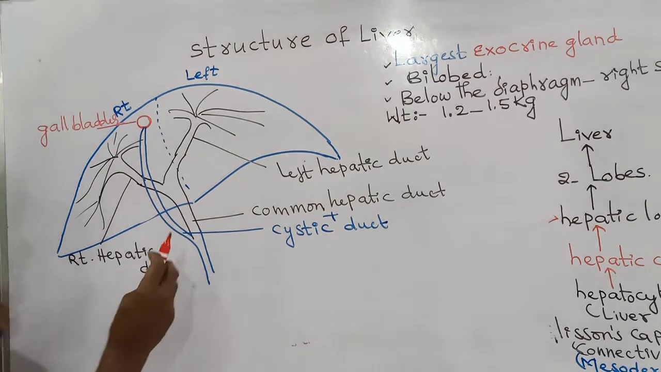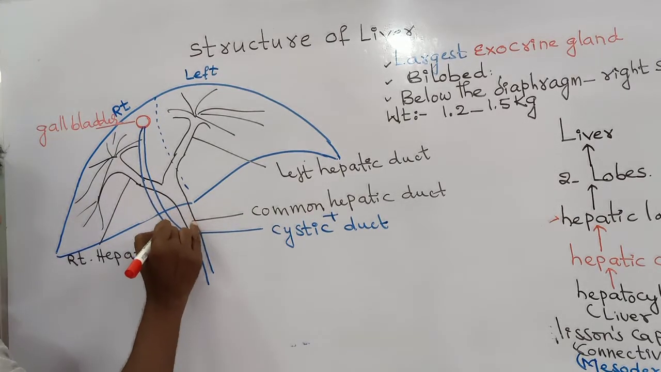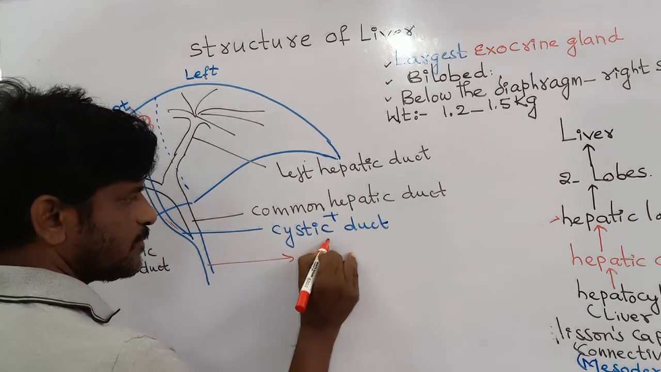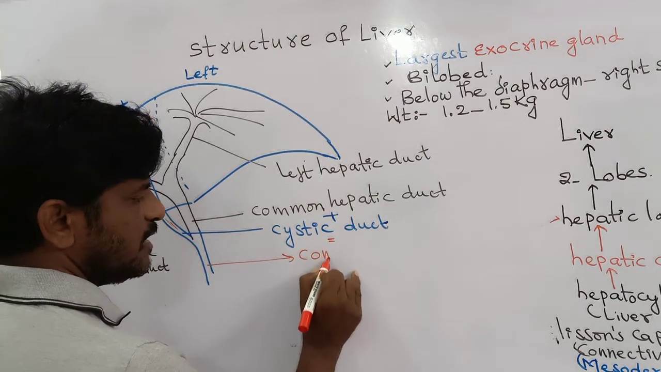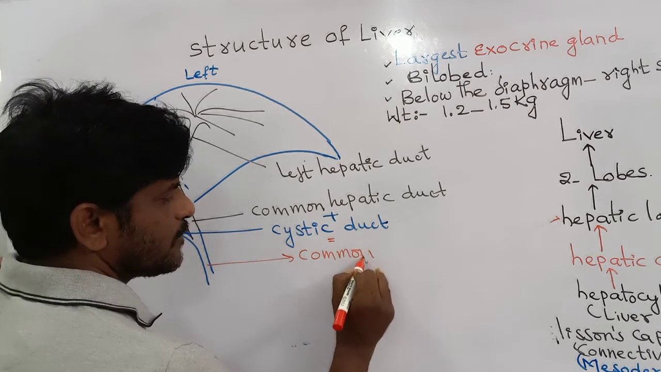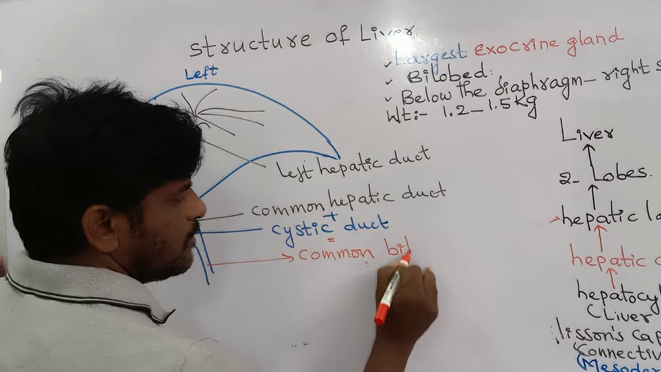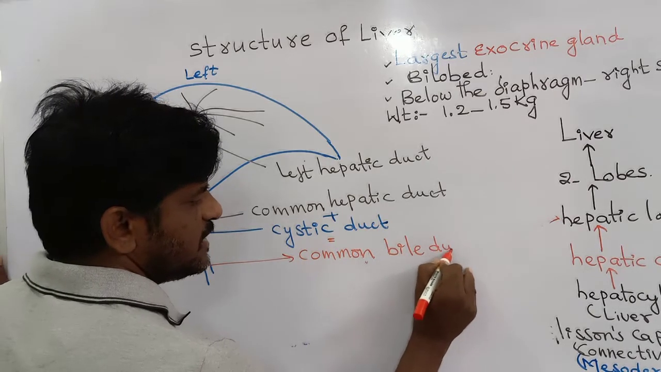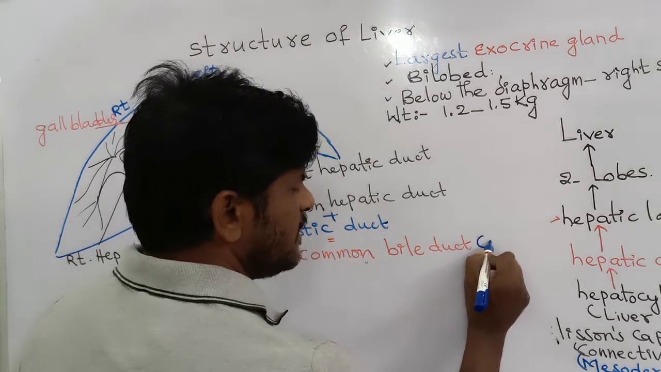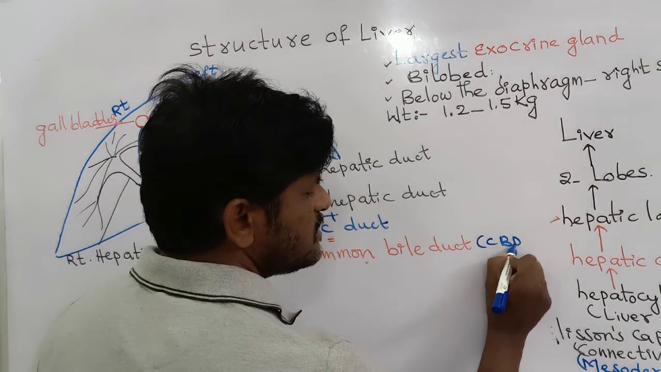See this. This is the common hepatic duct. This is the cystic duct. Common hepatic duct plus cystic duct is equal to the common bile duct. It is called the common bile duct. It can be written as CBD. Common bile duct is the CBD.